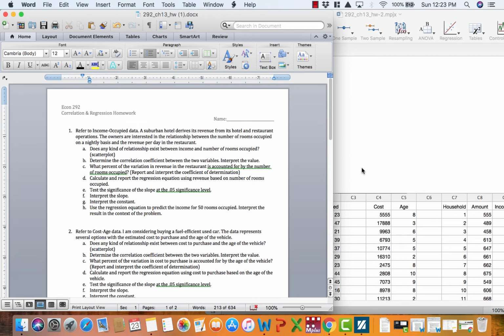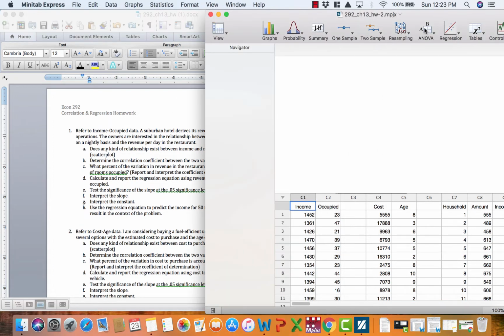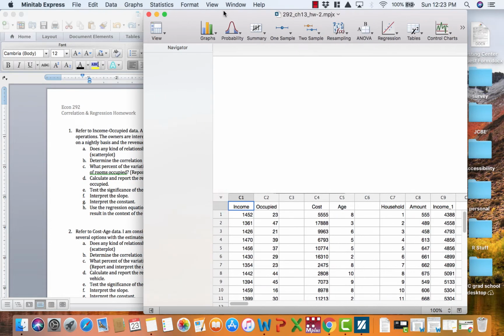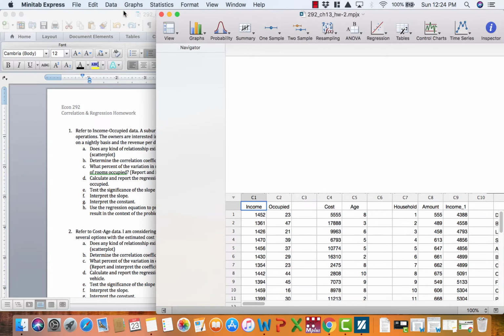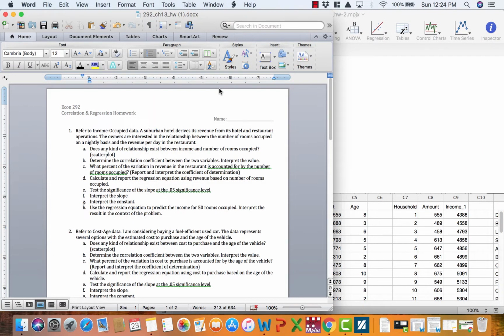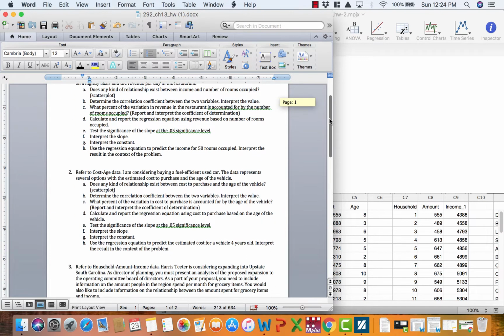Okay, let's go through the classwork on correlation and regression in Minitab. You're going to want to open the 292 classwork document that I've attached to this video, as well as the Minitab file. If you have it open, you should see income, occupied, and then cost, age, and so forth. We're just going to gradually work through these problems, and this classwork is really good. It's laid out very similar to the homework and the quiz on the types of questions I can ask. All right, so let's start with income occupied.